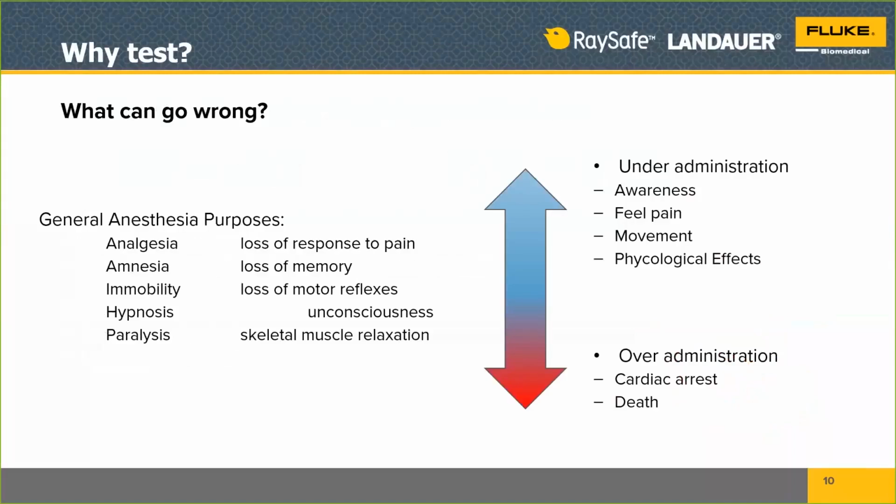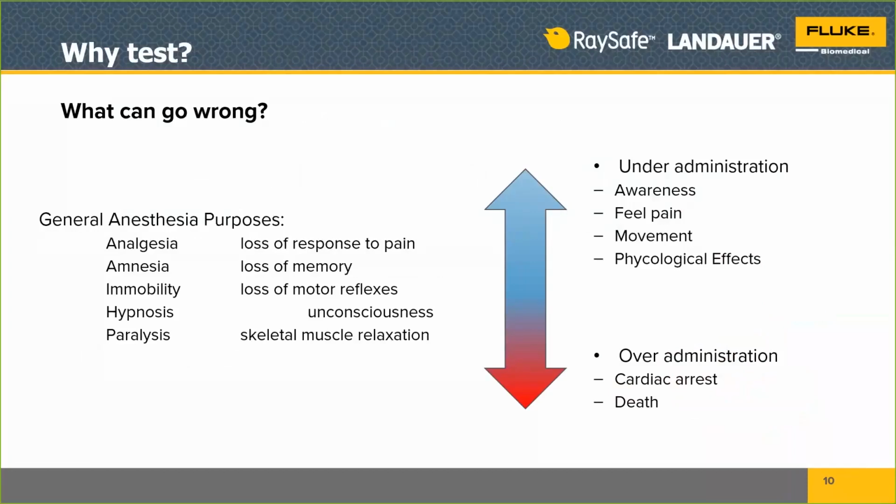So another reason to test is things can go wrong. So we touched on what general anesthesia is trying to do, but you can under or over administer these agents, and those can have unintended consequences on the patient. So if you were to under administer agent, the patient might be aware or awake. It might be able to feel what you're doing to the patient. The patient might be able to move during the surgery.